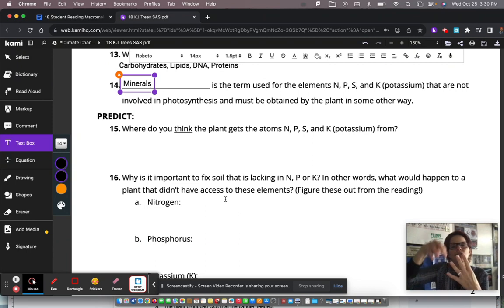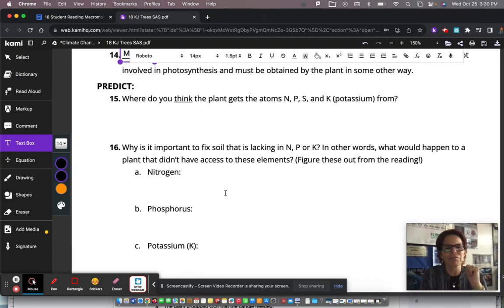So that's where we're getting our C, H, and O. How does the plant get N, P, S, and K? And I'm going to let you figure that out. If it's not through the air, where must those things be coming from? So you guessed for number 15.